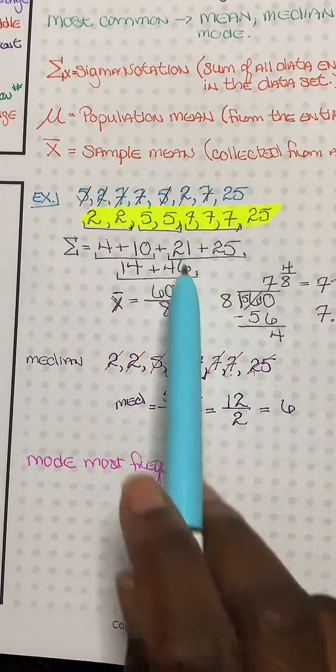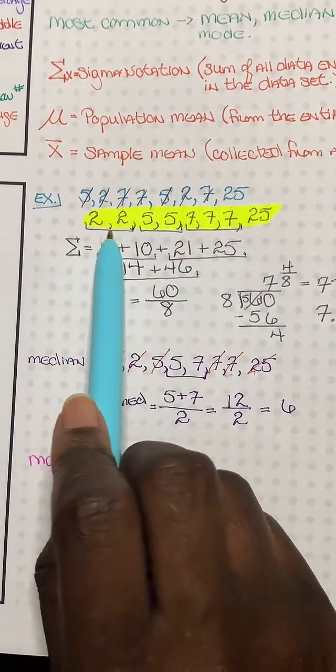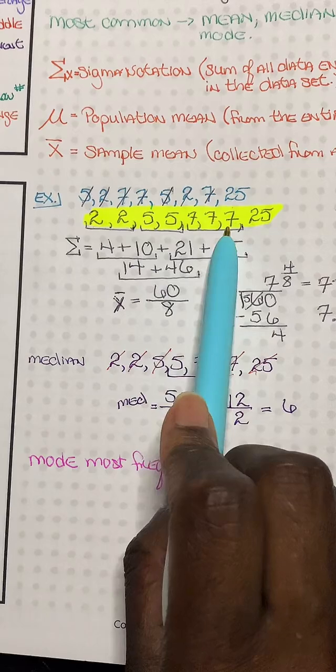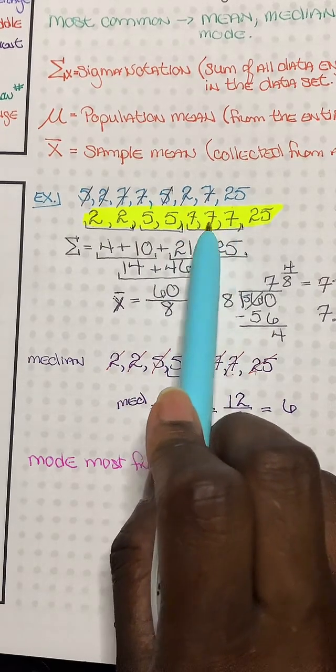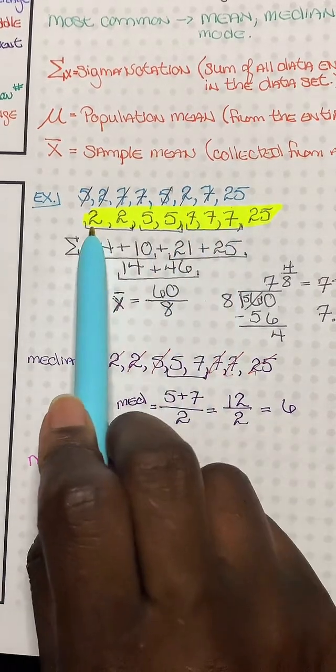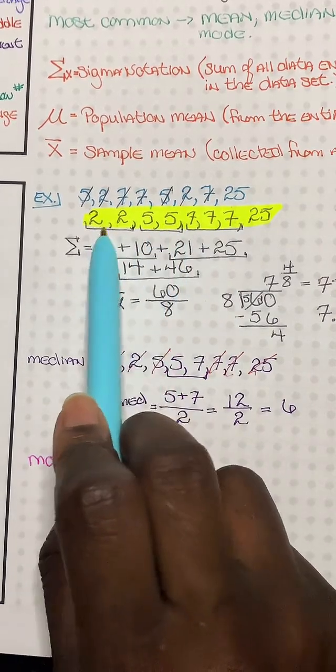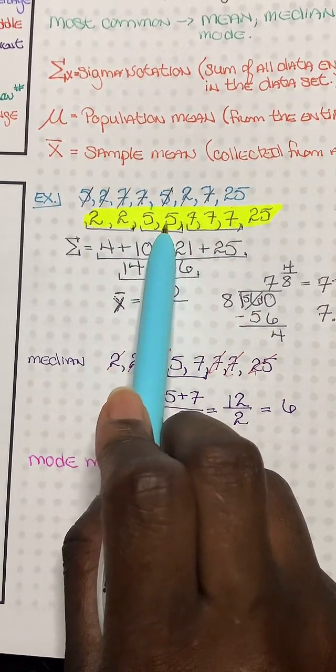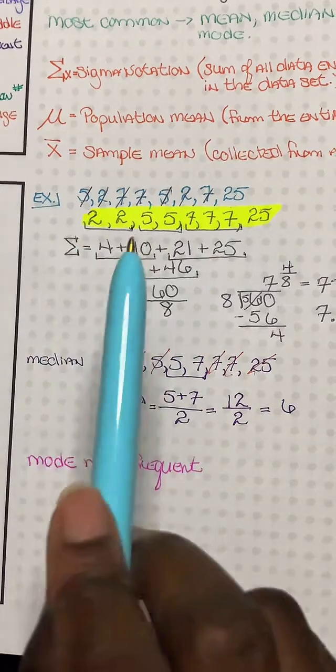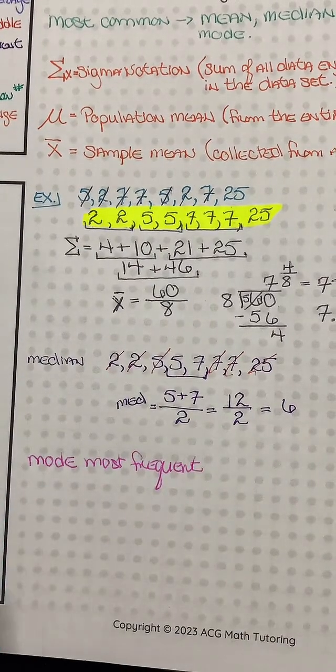All right, so if you take a look, it's the one that happens the most. The 7s is happening 3 times as comparison to the 2 and 5. Those 2 are repeating only twice. Now, can you have more than one mode?